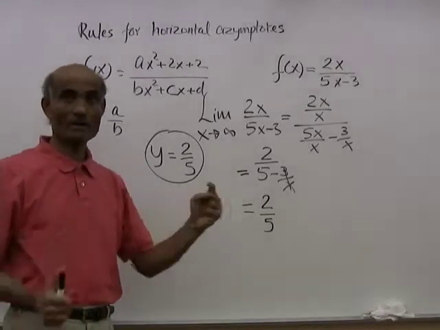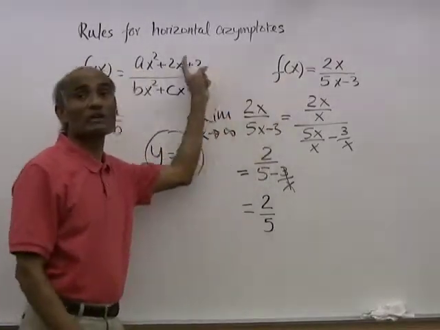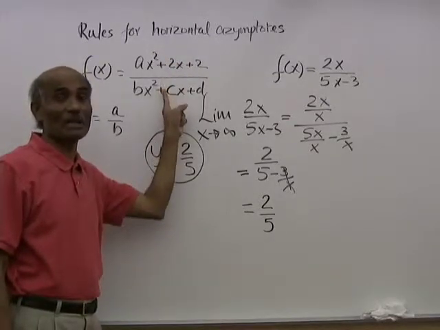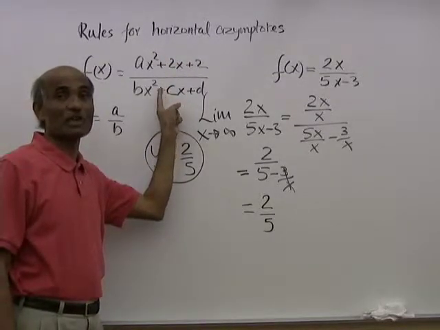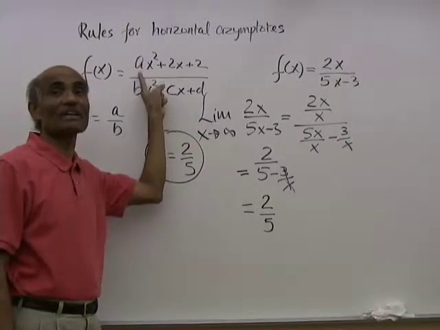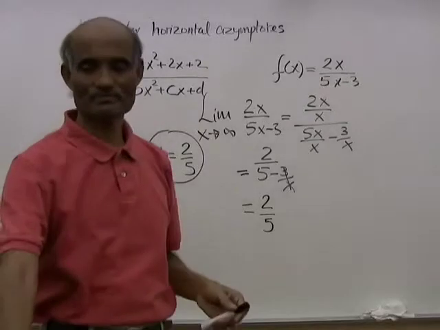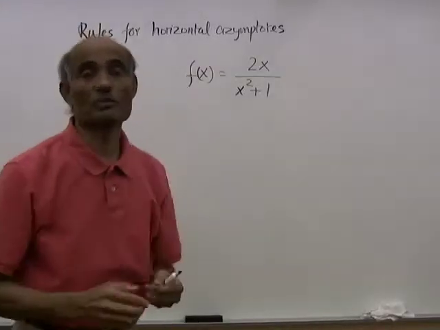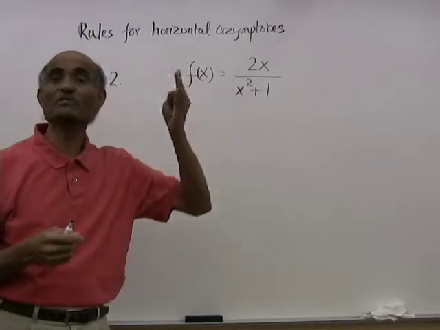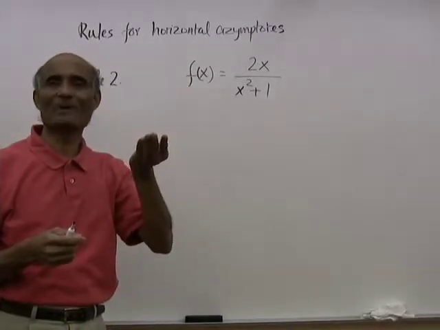Rule number 1: when the degree of the numerator is equal to the degree of the denominator, the horizontal asymptote will be the ratio of the leading coefficients. We now know one rule to find the horizontal asymptote. That is when the degree of the numerator is equal to the degree of the denominator.